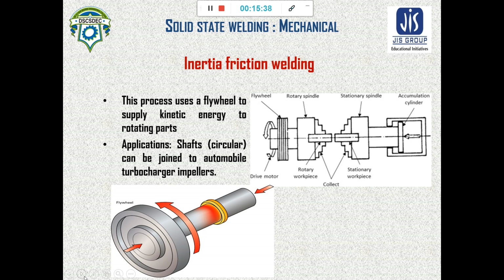Here in this figure, we can see that there is a rotary workpiece and a stationary workpiece, and a flywheel that stores the energy from the drive motor and delivers that energy at a time when there is the axial force. Due to the axial force, the two workpieces come into contact, and by this process circular shafts can be joined for automobile turbocharger impellers. So this is the effect and the application for inertia welding.